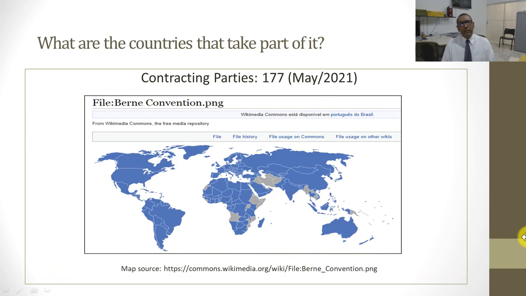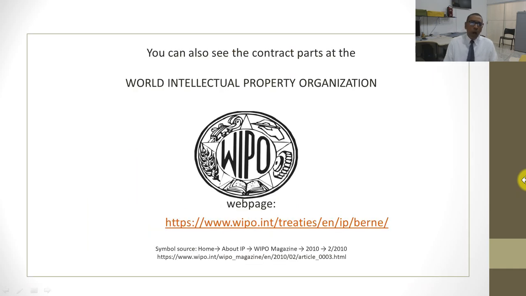And what are the countries that take part in the Berne Convention? Almost all countries in the world: the blue countries, including the United States, the countries of Europe, Asia, South America, Brazil, my country, and other countries. The Berne Convention is administered by the World Intellectual Property Organization, a United Nations entity. You can find more information about the Berne Convention on the World Intellectual Property Organization webpage or in this link.